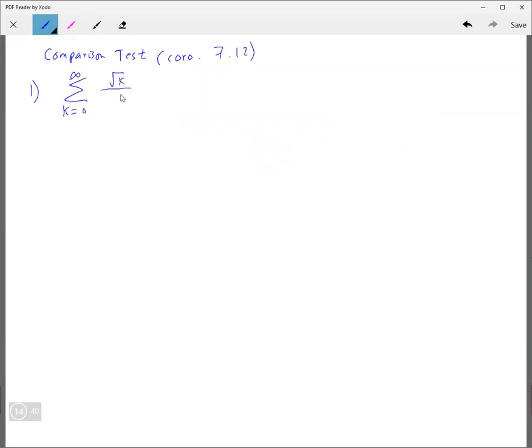And what do you think is going to happen? You think this series is going to converge or diverge? I'll give you a few seconds to think about it. You don't have to answer, but if you think you know the answer, then maybe you can say something.